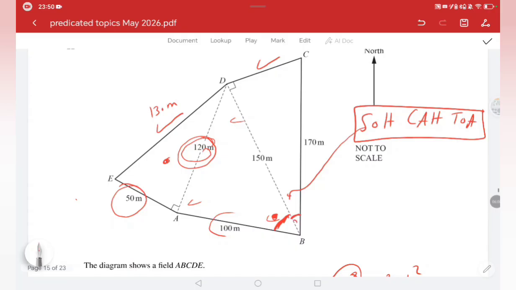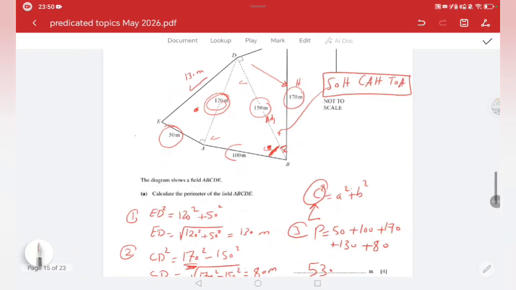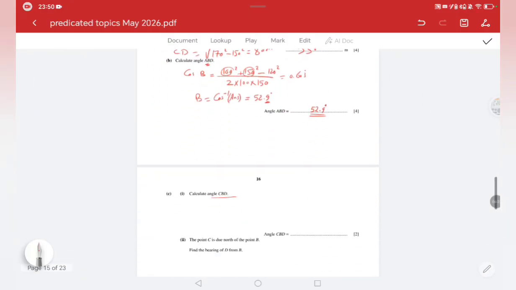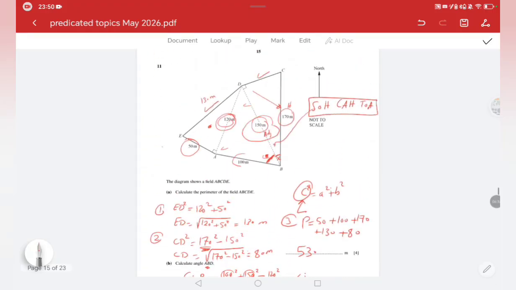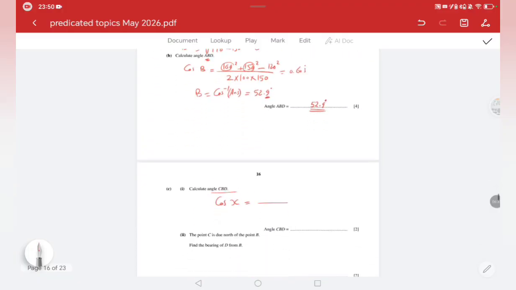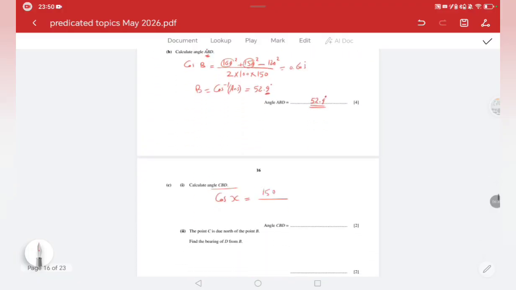So this angle, let's call it x. If you want to find x, and you have the hypotenuse and the adjacent, in this case you will use cosine. So cosine x equals the adjacent, which is 150, divided by the hypotenuse, 170.